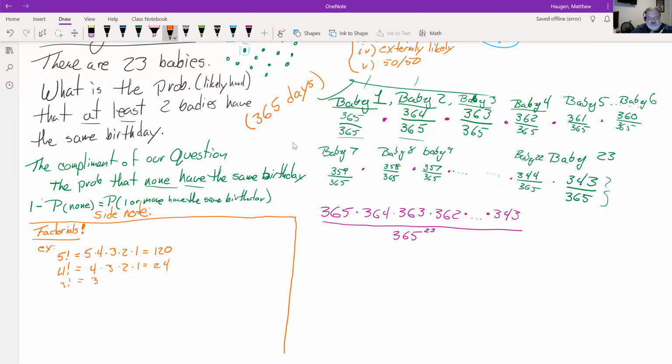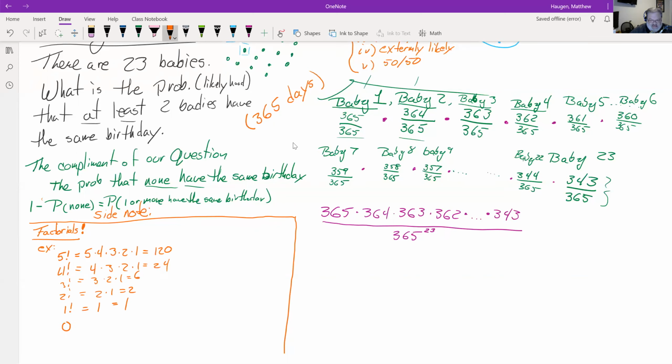3 factorial, 3 times 2 times 1, is 6. 2 factorial, 2 times 1, is 2. 1 factorial might seem a little bit weird. 1 factorial is just 1 times nothing else, so it's also 1.